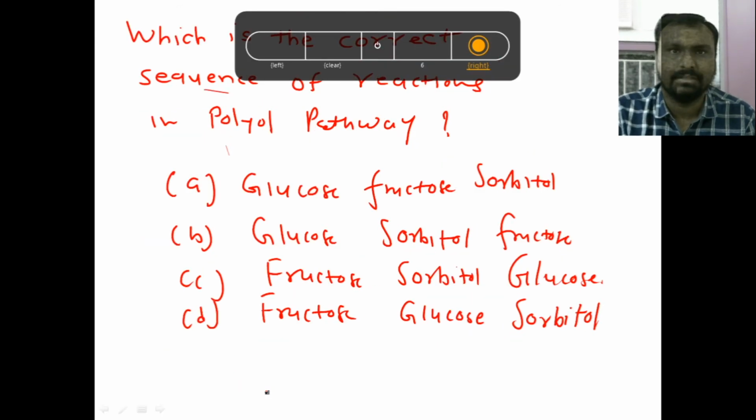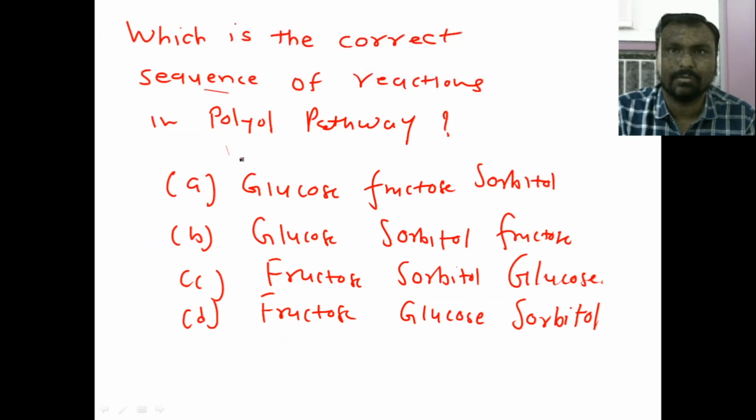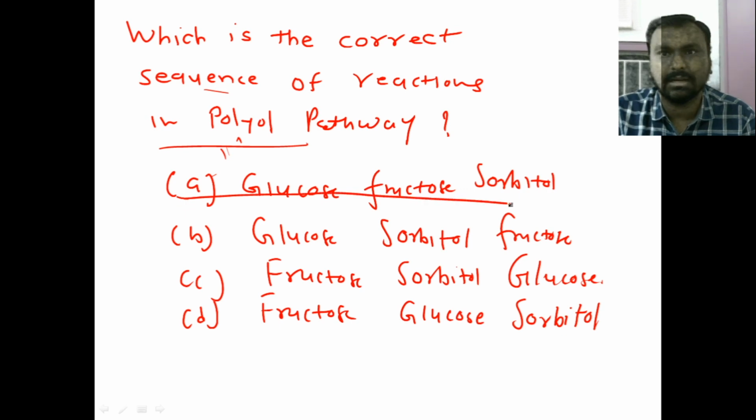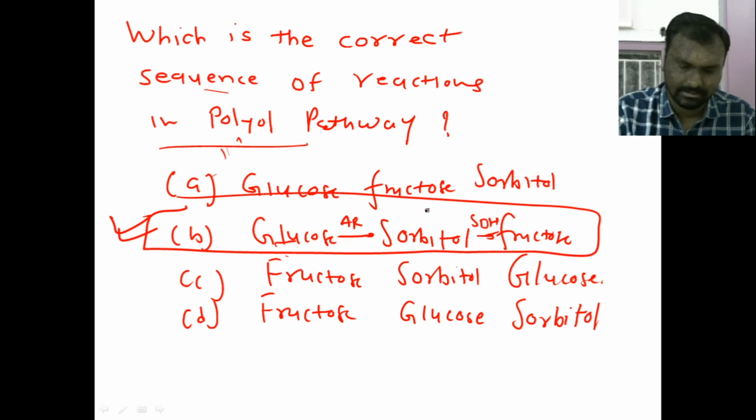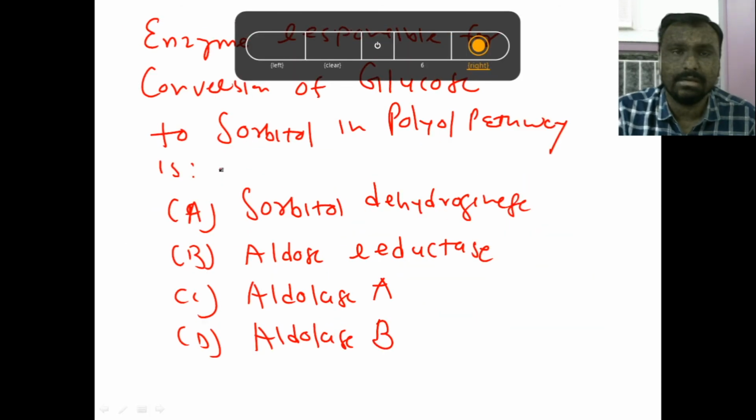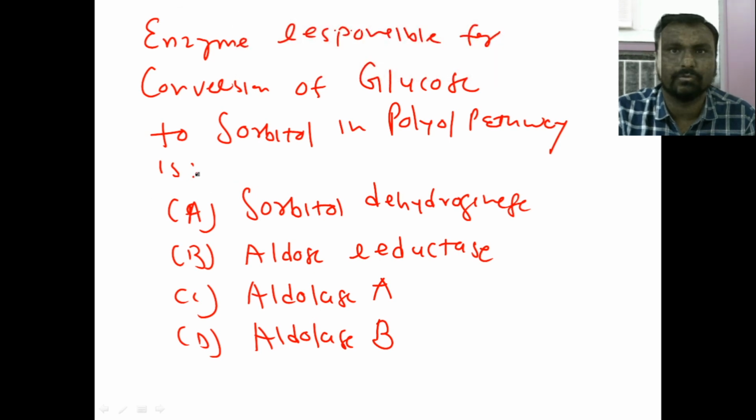So we will see now the MCQ. Which is the correct sequence of reaction in polyol pathway? Glucose, fructose, sorbitol; glucose, sorbitol, fructose; fructose, sorbitol, glucose; or fructose, glucose, sorbitol. So here glucose is converted to sorbitol and sorbitol is converted to fructose. So the correct answer is answer B. Glucose is converted to sorbitol by the aldose reductase enzyme, and sorbitol is converted to fructose by the sorbitol dehydrogenase enzyme.